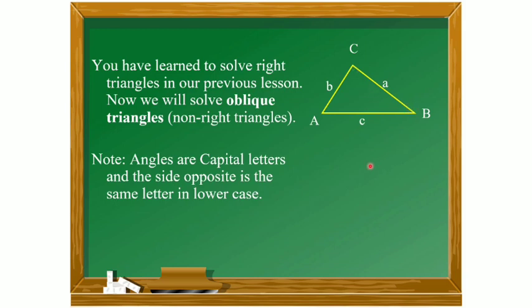We have also what we call the included side or included angle. For example, in angle A and angle C, the included side is side b. When we're talking about sides b and c, the included angle is angle A.